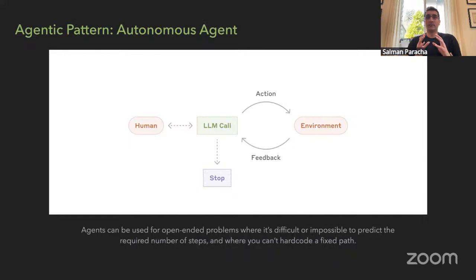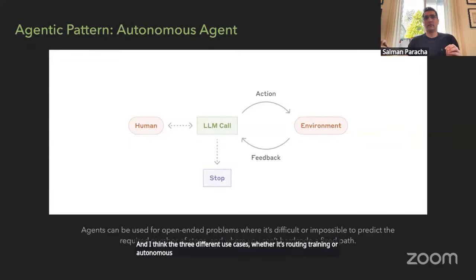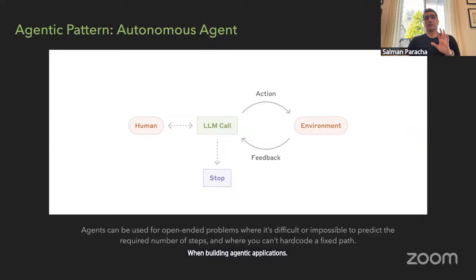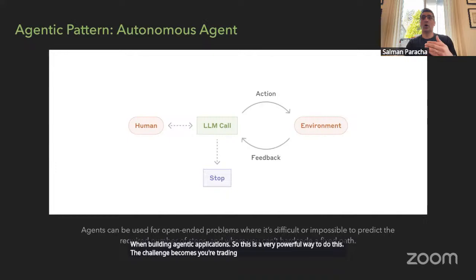And I think the three different use cases, whether it's routing, chaining, or autonomous agents, we all have to think through how do these patterns apply to the end goal, the problem that we are solving on behalf of our customers and users when building agentic applications. So this is a very powerful way to do this. The challenge becomes you're trading off latency and cost to be able to take an unbounded, open-ended problem and provide a good user experience. Deep research is one of those examples.